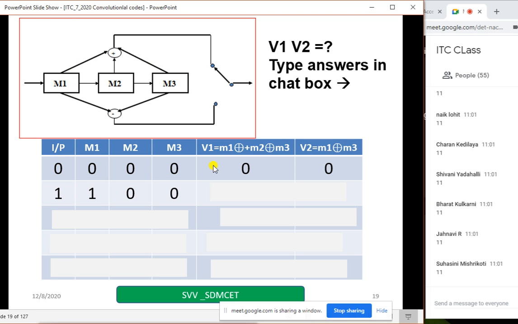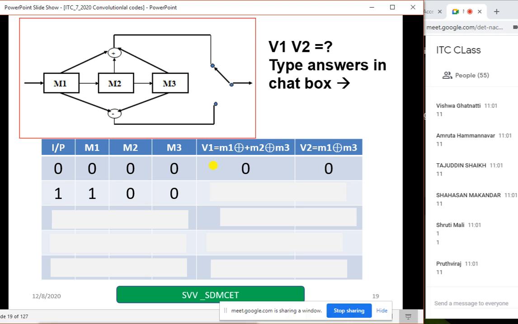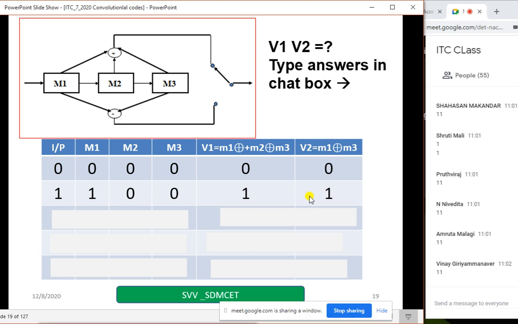Charan, Shivani, Bharat, Suhasini, Priya, Deviraj, Preeti, Prajakta, Simran, Pragati, Monika, Abhishek, Vishwa, Amrita, Prithviraj, Nivedita. Okay. The answer, what all are typing is correct. Now can you type the answer for the next one? 0 1 0 I have. You are supposed to type V1 and V2 in the chat box.